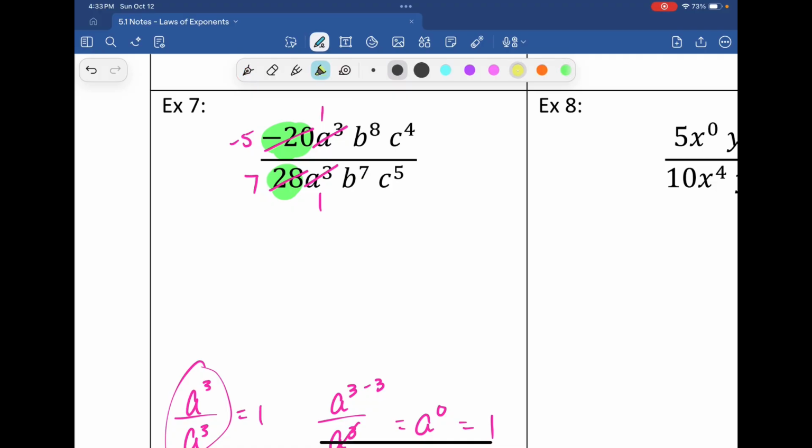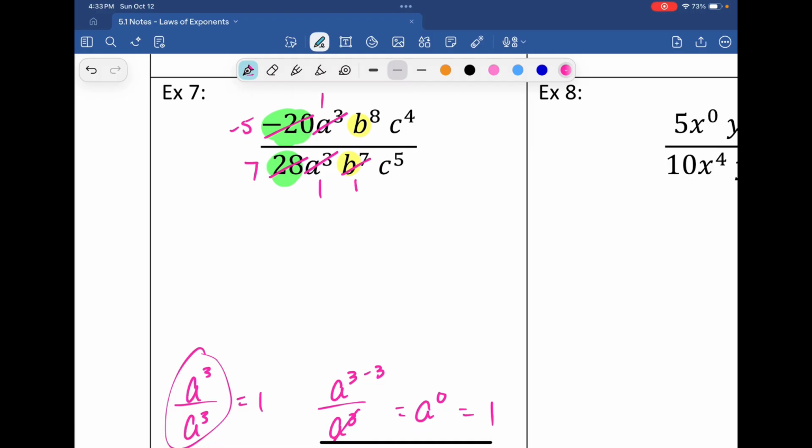We've got b to the 8 and b to the 7. 7 is the smaller exponent. It was a positive 7, now it's a negative 7. You also have the c. This time 4 is the smaller exponent. Bring it down, it was positive, now it's subtraction.